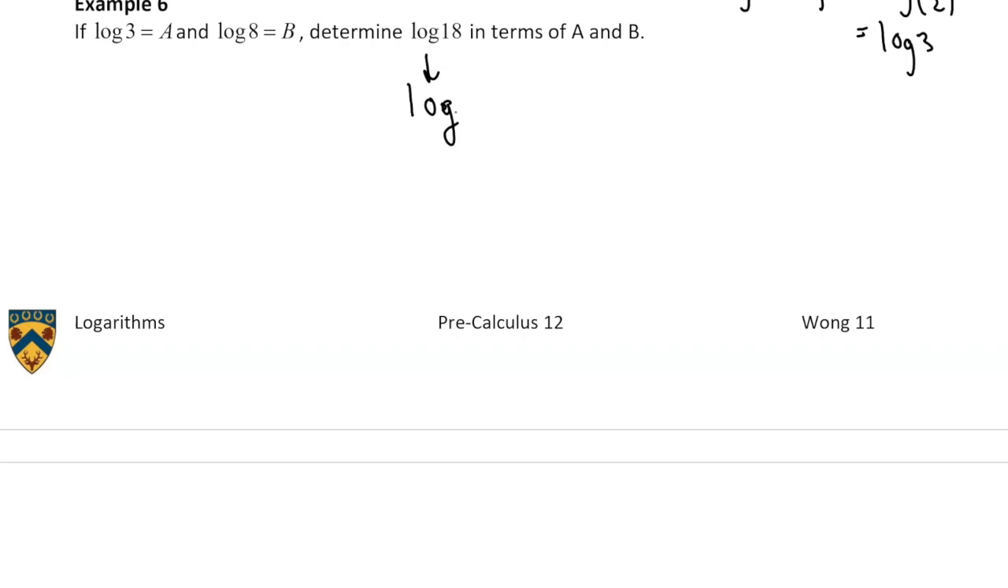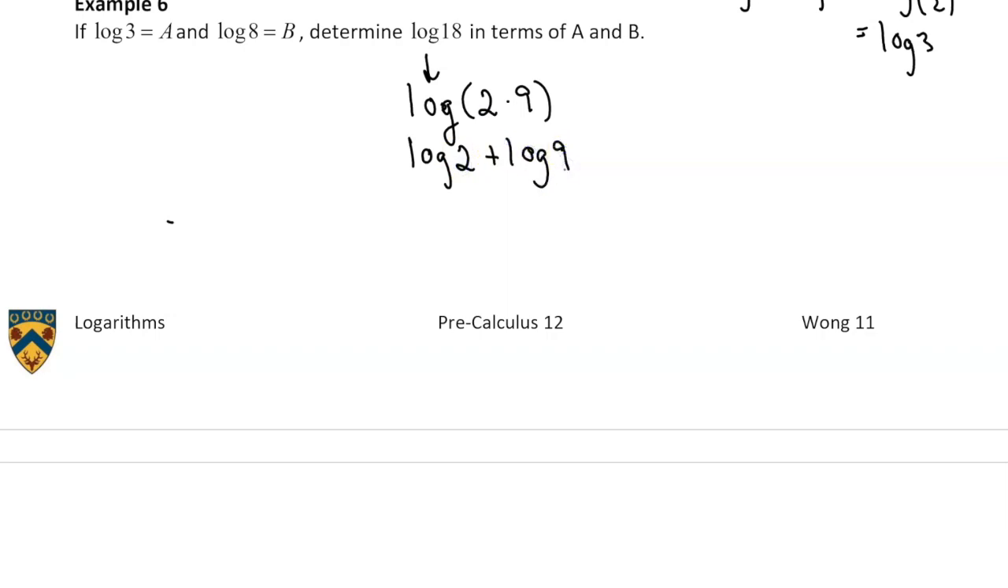And if you think about that, I don't think that 3 and 6 would help us, because the 6 would have nothing to do with the 3 or the 8. But if you changed it to log 2 times 9, then you could get something that could say log 2 plus log 9.